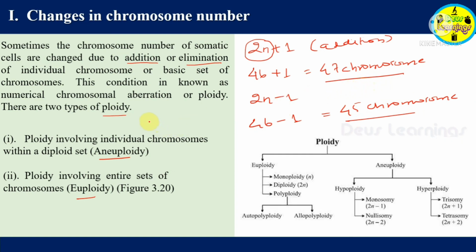So there are 2 types of ploidy. One is Aneuploidy and the other one is Euploidy.